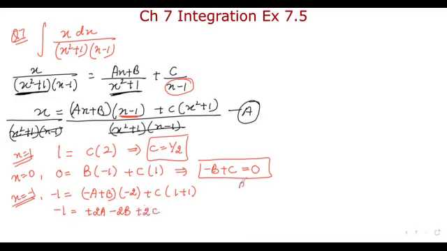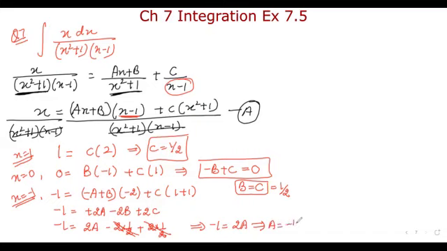And from here we can easily get b is equal to c. So c is equal to half, so b is also half. So putting the values, 2a minus 2b is half plus c is also half, right? So this and this cancel, this and this cancel. So minus 1 is equal to 2a, because these terms are going to cancel automatically. So the value of a comes out to be minus half. So we get all the values.